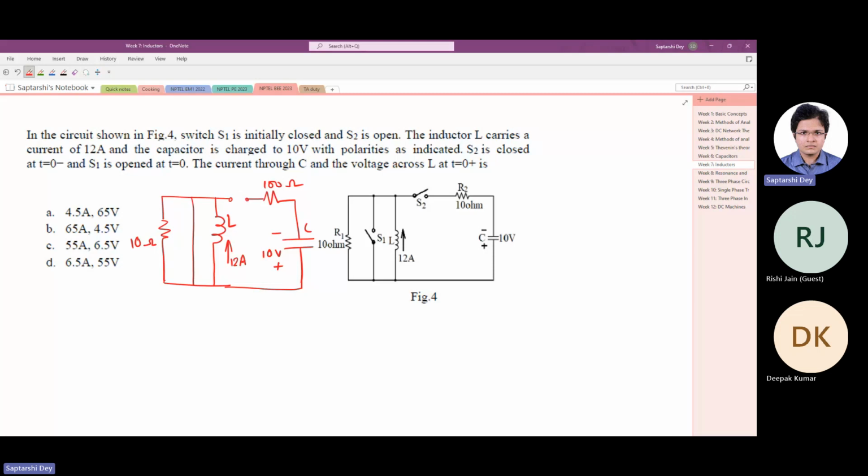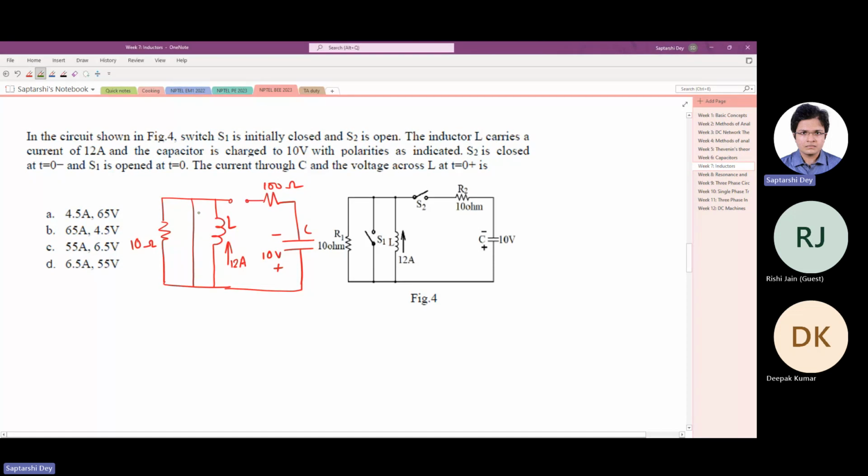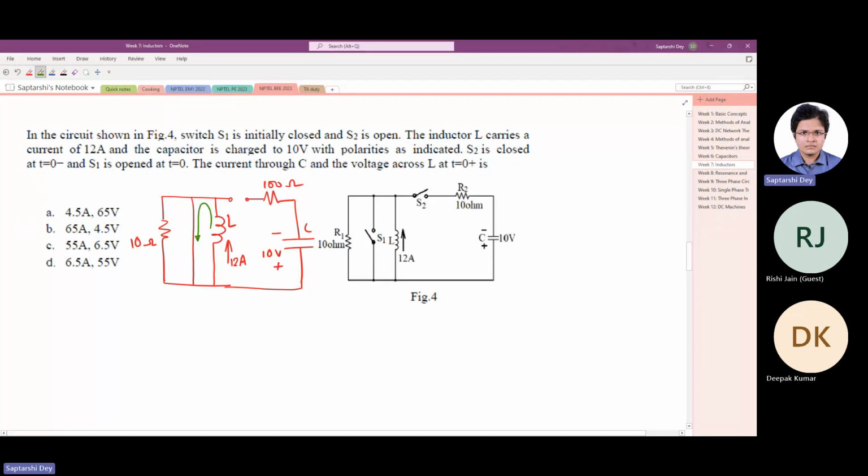Also look at the inductor. The 12 ampere current that it is carrying is going through this switch. It's an ideal switch, no resistance. So the energy stored in the inductor also is constant. It is not changing. So the circuit was initially a short circuit, at steady state like this. Somehow this state was achieved.